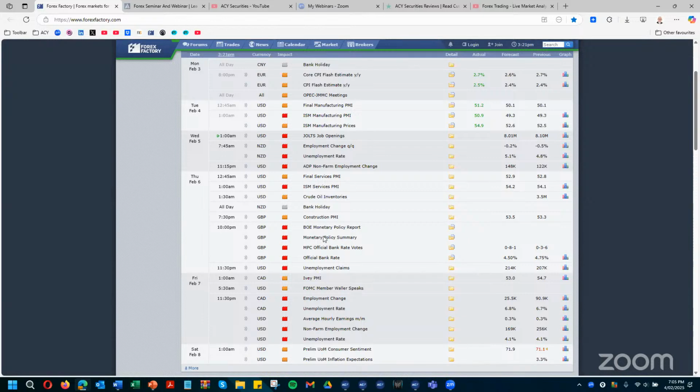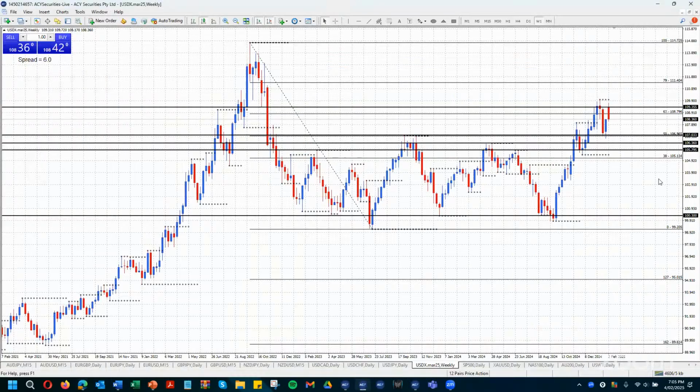All right, so make a note of the red items coming out, forexfactory.com. Pay particular attention, obviously, to Friday evening. We've got the job figures. Those figures, of course, are going to be translated into what the Federal Reserve may want to be doing at their next meeting. So into the charts now.